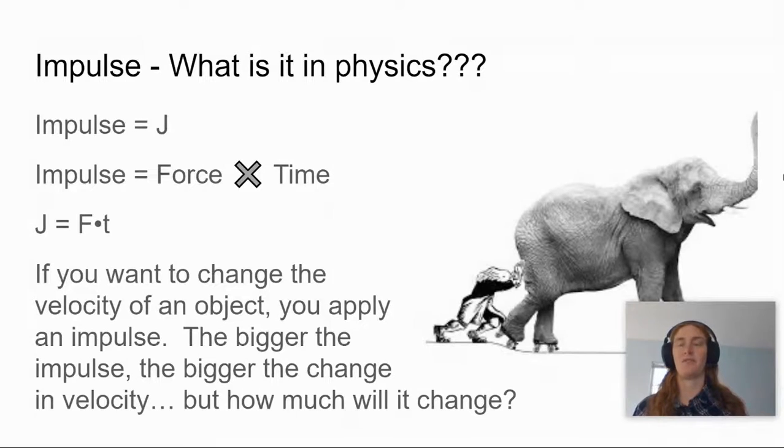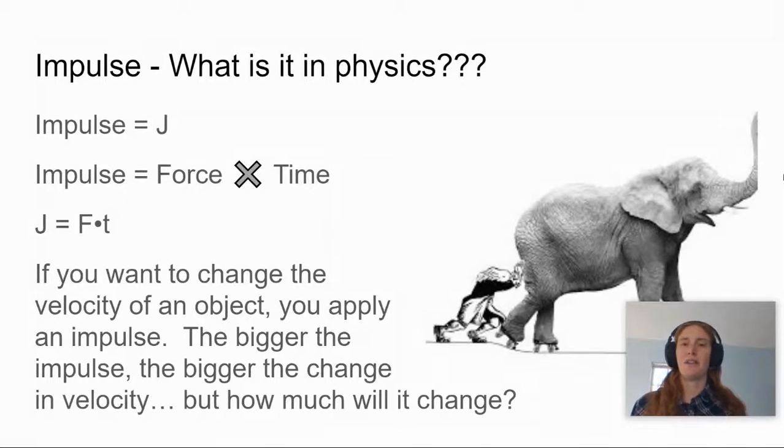So, think about if you are in a grocery store and you want to get your grocery cart moving really fast, but it's really heavy, then you have a couple options. You can push on your cart really hard for a short amount of time, or you can push on your cart with a smaller force for more time to get it to speed up the same amount.